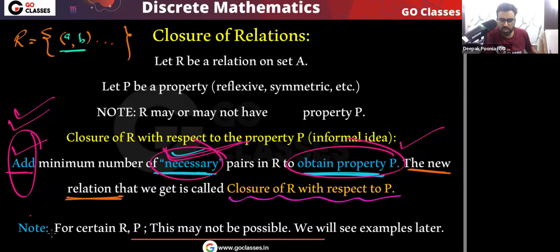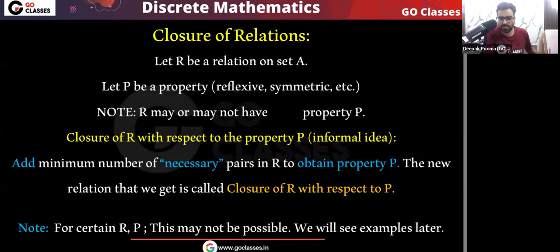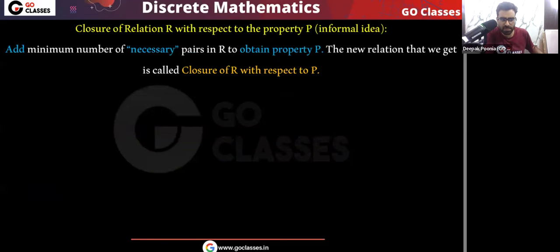Also, let me tell you a note that for certain R comma P, because two things are given, a relation is given, property is given, for certain combinations of relation comma property, this may not be possible, meaning this closure may not exist. It may be possible that closure does not exist. We will see examples later. I hope you understood. Now, the definition we have seen, but maybe you got it, maybe you did not get, don't worry. Now what we are going to do, we are going to do a lot of practice. But before that, let's visualize this definition. Let me make a diagram to visualize this definition.